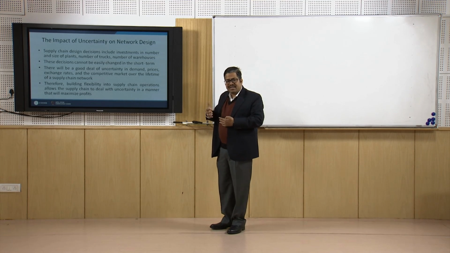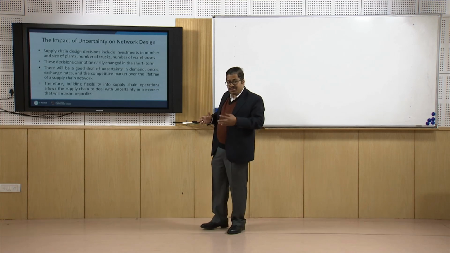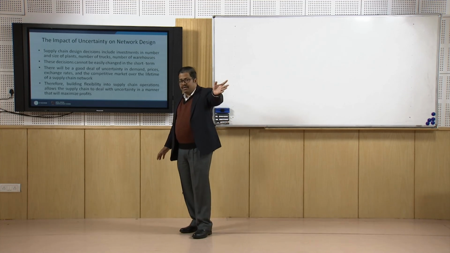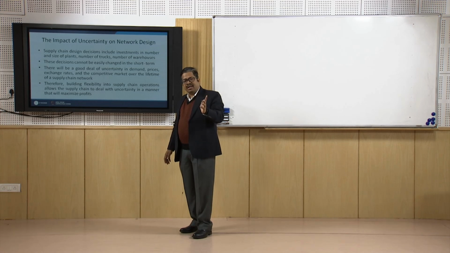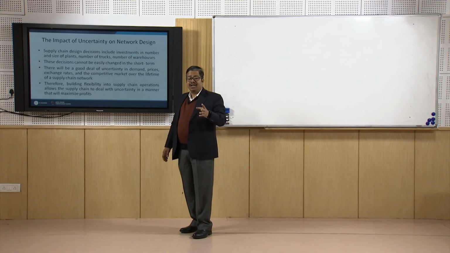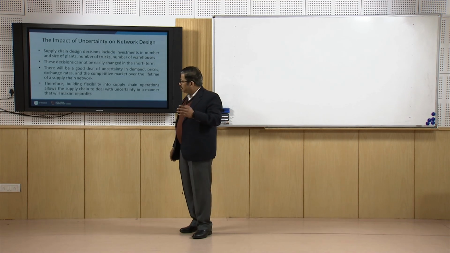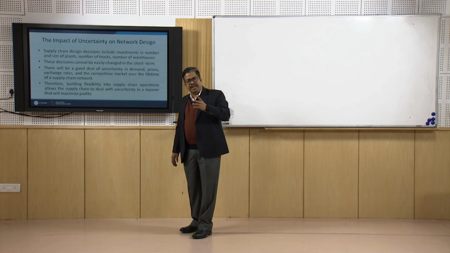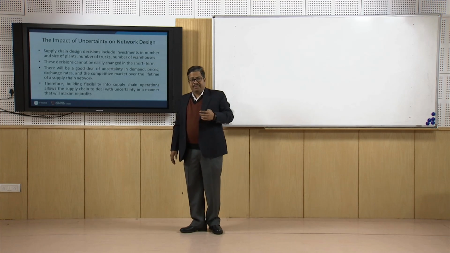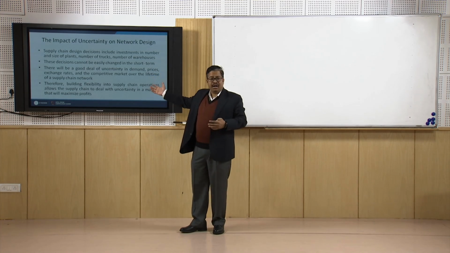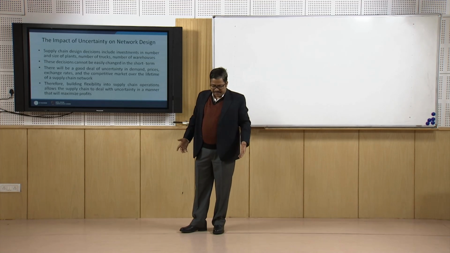You need to understand the impact of these things on your supply chain. So you can get uncertainty from demand, you can get uncertainty from the prices of your raw materials, prices of the labor, prices of the machines, prices of the market. You can get uncertainty from the exchange rates, you can get uncertainty from the different types of competitive markets.